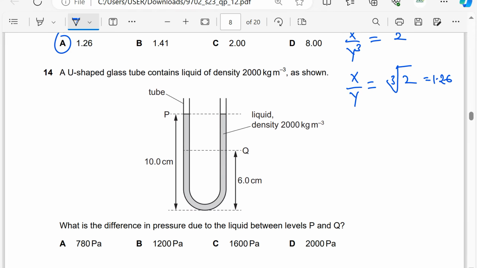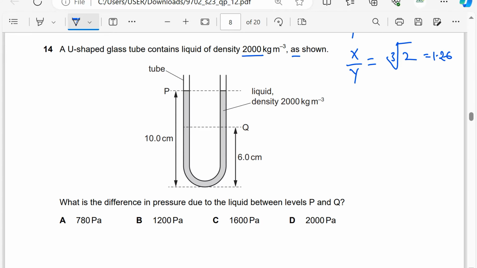A U-shaped glass tube contains liquid of density 2000 kilograms per cubic metre as shown. What is the difference in pressure due to the liquid between levels P and Q?